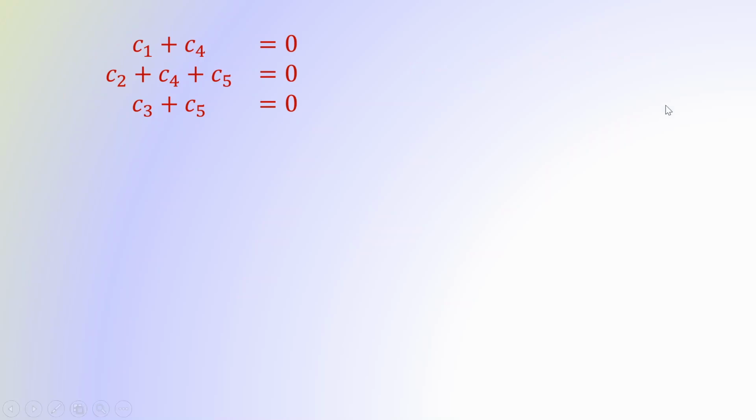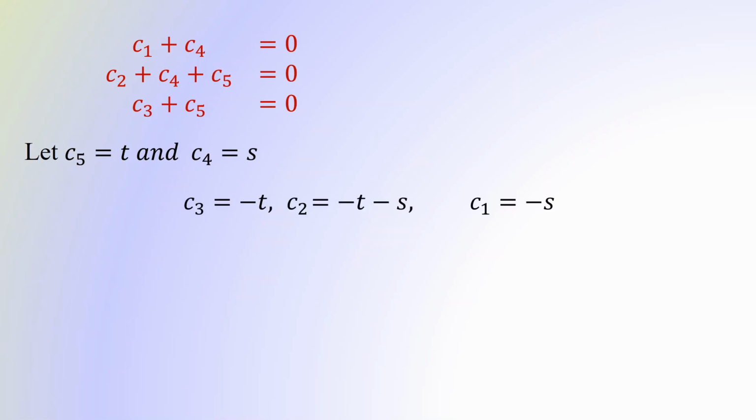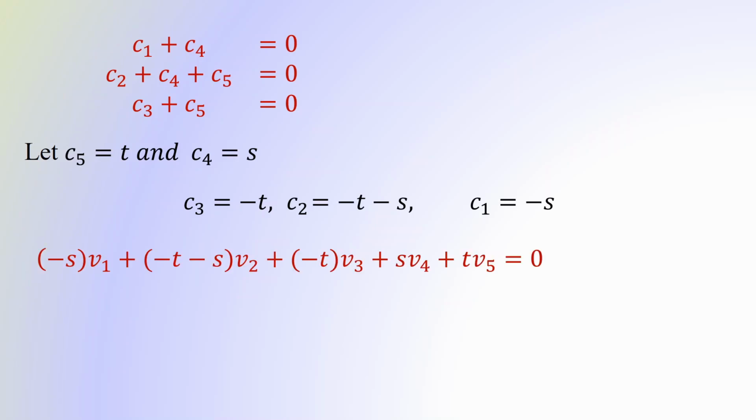Now we assign C5 as T and C4 as S, where T and S are the parameters. Then you can calculate C3, C2 and C1 in terms of T and S. Then you can substitute these values into the previous equation. C1 is equal to minus S, C2 is equal to minus T minus S, C3 is equal to minus T, C4 is S, C5 is T.